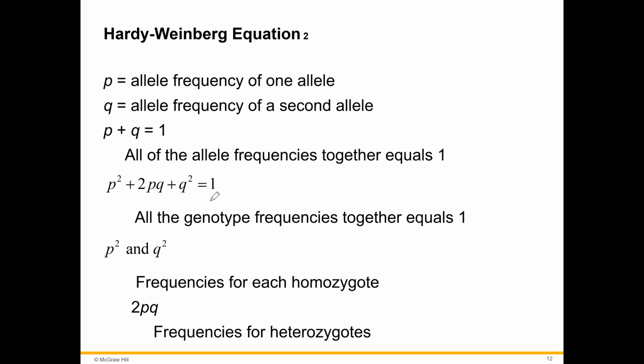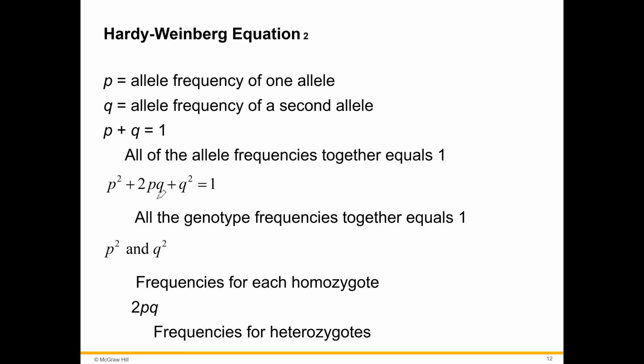So P squared and Q squared are the frequencies for homozygous, and 2PQ is the frequency of heterozygous. Together, frequencies for homozygous and heterozygous also give us one. Now, this is the Hardy-Weinberg equilibrium over here: P squared plus 2PQ plus Q squared equals 1.